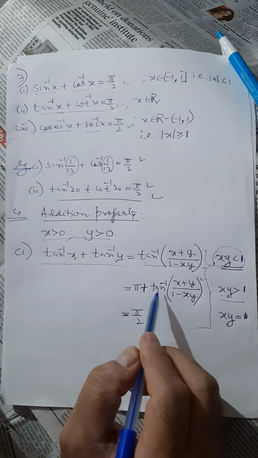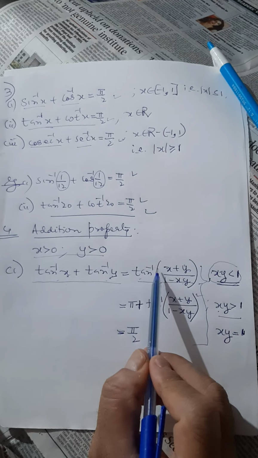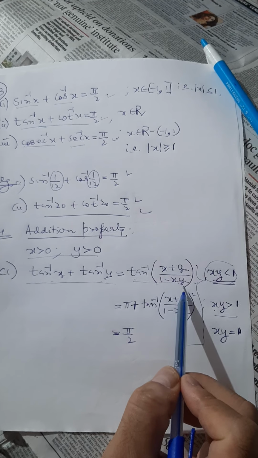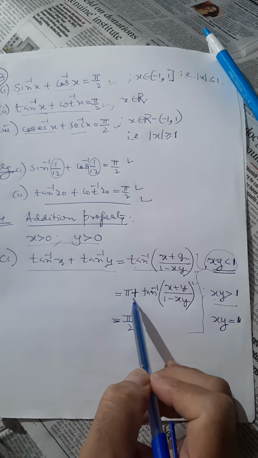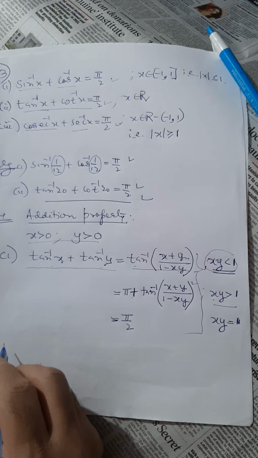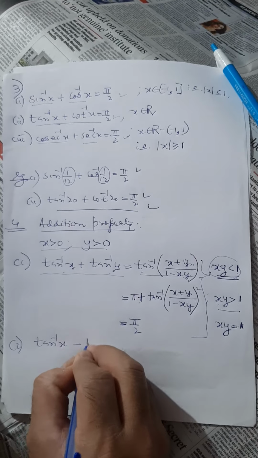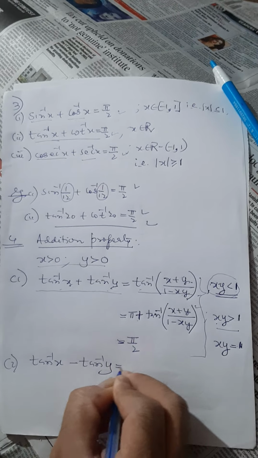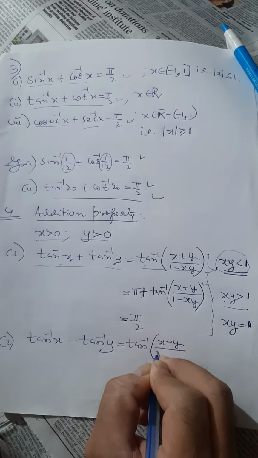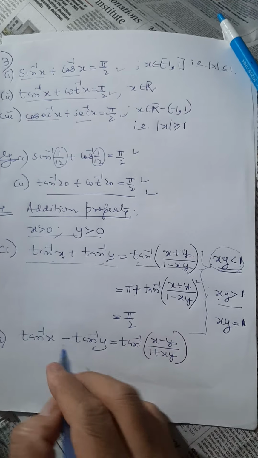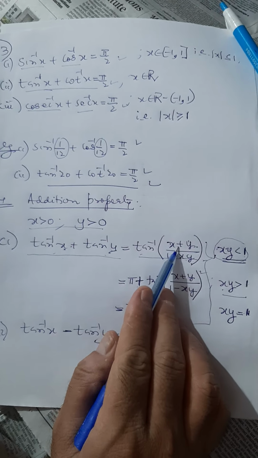The first one is tan inverse x plus tan inverse y equals this expression, x plus y upon 1 minus xy, where xy is less than 1. If it is more than 1, then pi plus, and if it is exactly 1, then pi by 2. And the second one is for tan inverse x minus tan inverse y, which equals tan inverse of x minus y upon 1 plus xy. Again the same result, remember. Here you have minus, so minus sign. Here you had plus, so plus sign.